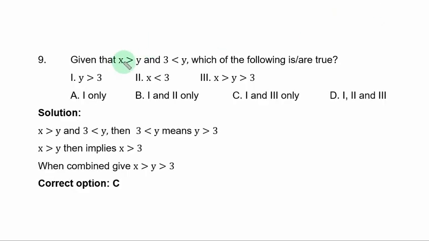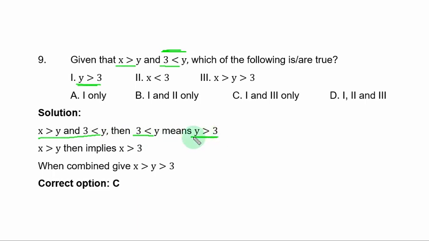Question 9. Given that s is greater than y and 3 is less than y, which of the following is or are true? We have three parts to consider. Looking at the given parts before the options, we can obtain the first part by interchanging the position of 3 and y in this expression. So let's try and get that first. This is a given expression. So 3 less than y simply means y is greater than 3.